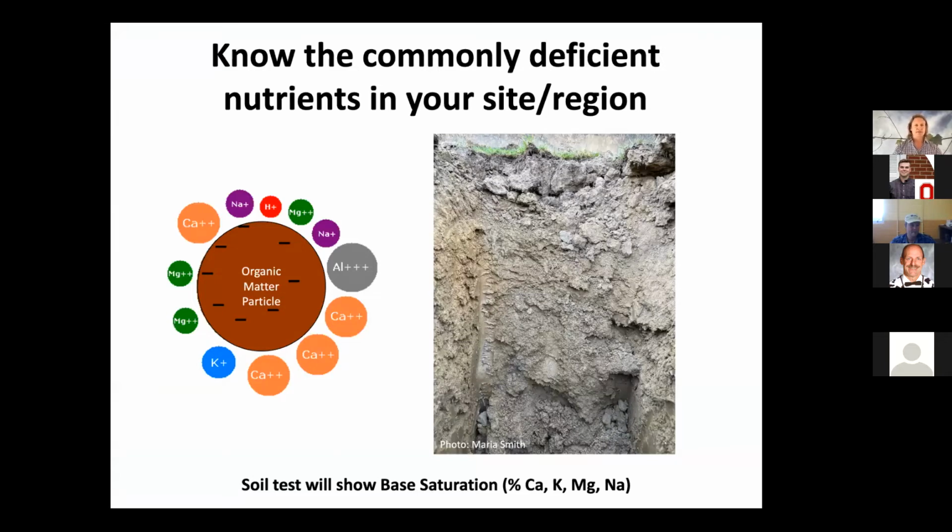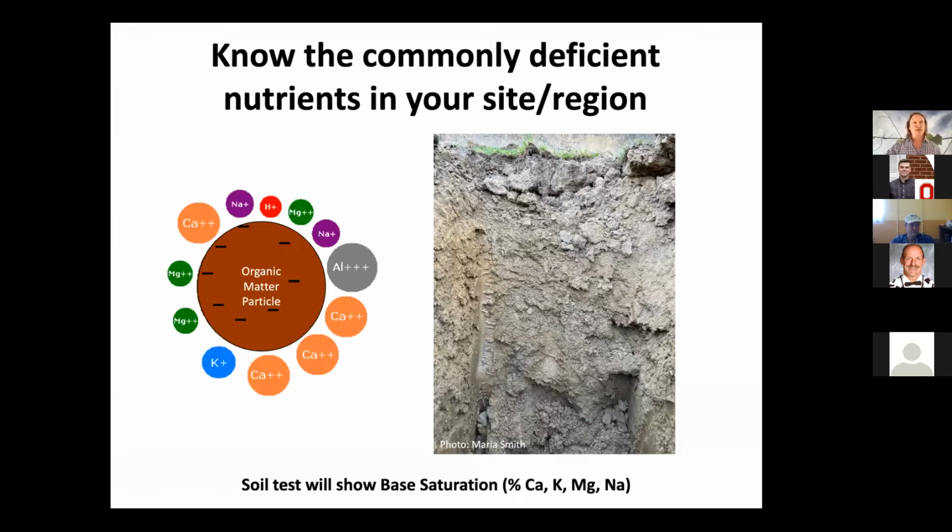I think this is probably going to be covered extensively today, but I have here an organic matter particle that shows an attraction of cations, right? So we have on this cation exchange magnesium, calcium, sodium, hydrogen. There could be aluminum in there. And knowing the base saturation on your soil test can be very helpful, because it can give you an understanding if you have a balance that is desirable for plant uptake.